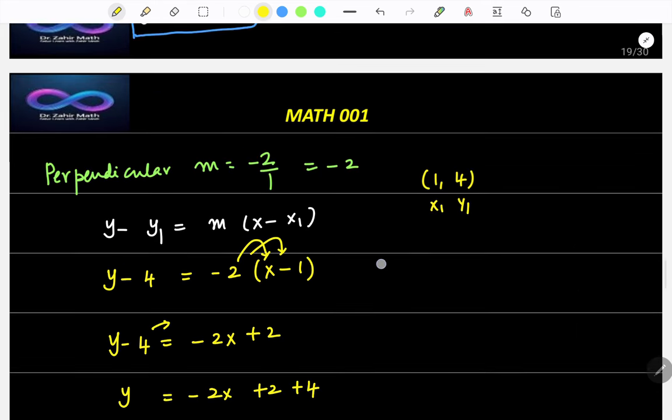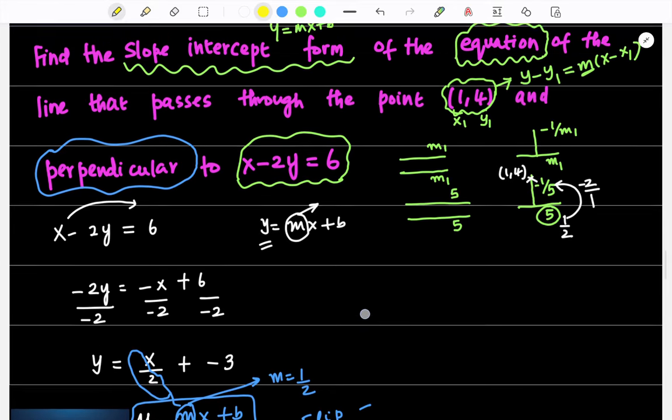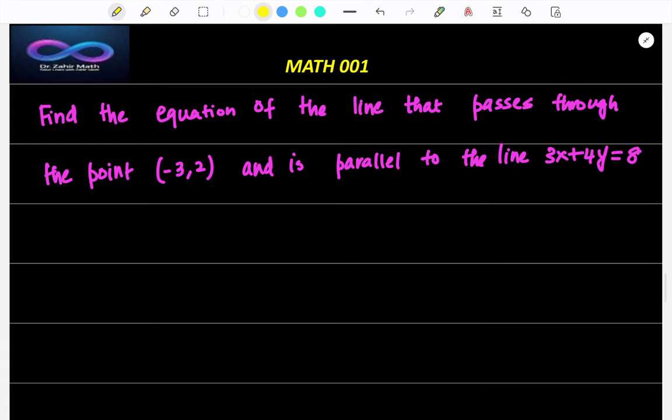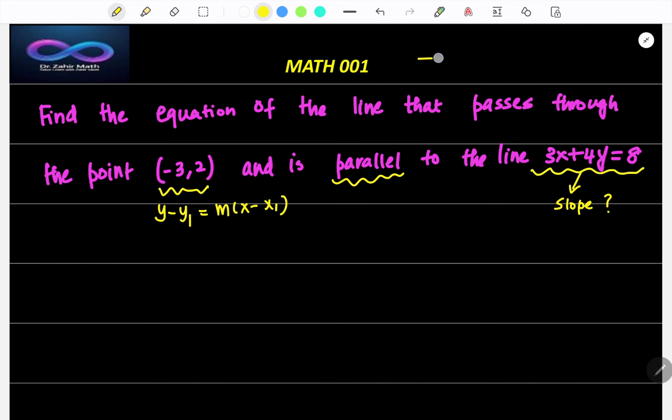Clear, all of you? Right? So got the idea? The same question is available in the book, but only the numbers I changed. Right. Next question related to parallel. Find the equation of the line that passes through the point (-3, 2) and is parallel to the line 3x plus 4y equals 8. Parallel means just find the slope from this equation. That's it. And then use the formula y minus y1 is equal to what? m into x minus x1. Why? If two lines are parallel, the slope of this line is the same as the slope of this line. Clear, all of you? Right.